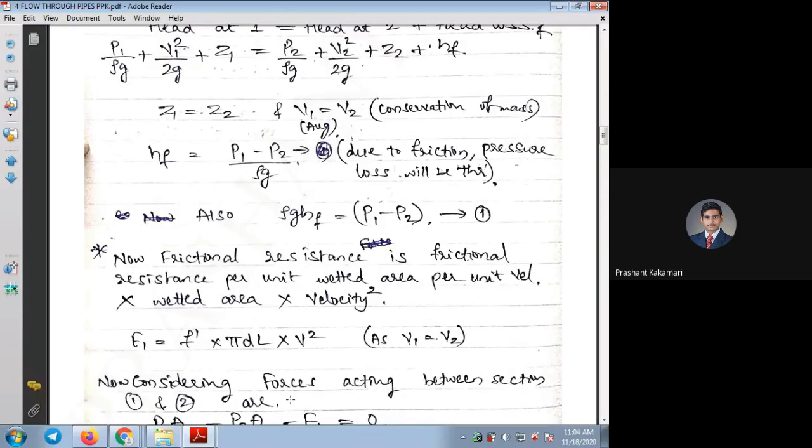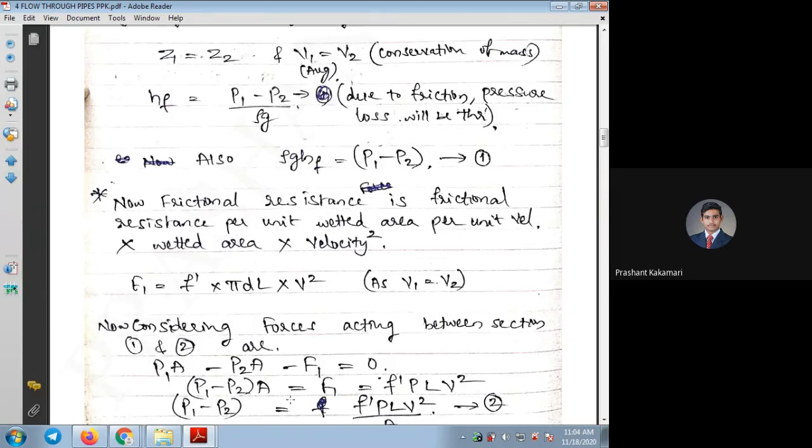So this term I think you have understood, F1. Now taking these two terms, considering the forces acting between sections 1 and 2, we found two different forces. One is the force due to pressure head, how P1 and P2 are varying. One more term was HF, which we are just writing as F1 here, HF due to F1 as a friction resistance.